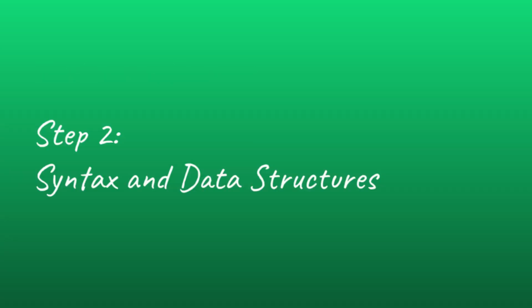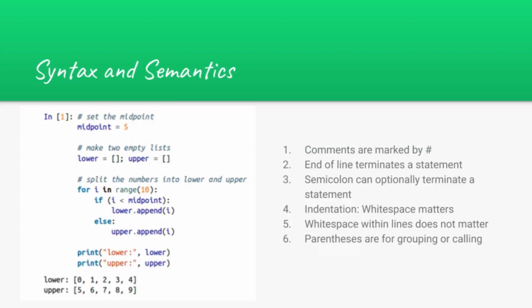Step 2. Syntax and data structures. Syntax and semantics. This slide introduces basic Python syntax. As you can see in the code snippet on the left, one-line comments are written using a hashtag. You can declare a variable by just assigning a variable name to value. In this example, midpoint is a variable with a value of 5. When you go to the next line, it ends the previous command. If you're coming from another programming language, notice that we do not have semicolons to terminate a statement. Though they can be used, more often than not, they are not used.